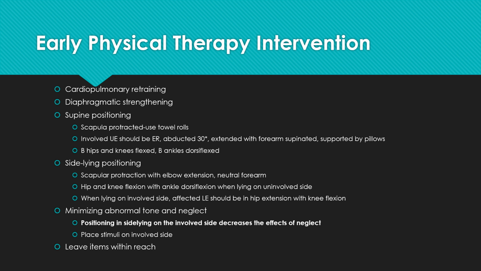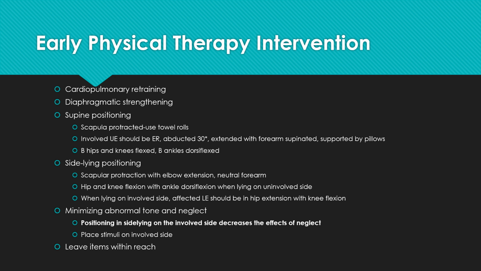For the side lying position, we want scapular protraction with elbow extension and a neutral forearm. The hips and knees should be flexed with ankle dorsiflexion when lying on the uninvolved side. But when we have them on the involved side, we want the hip extended with the knee flexed. This again is just to help break up the tone.